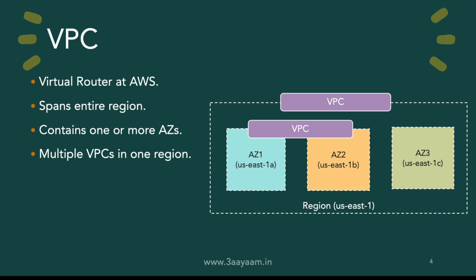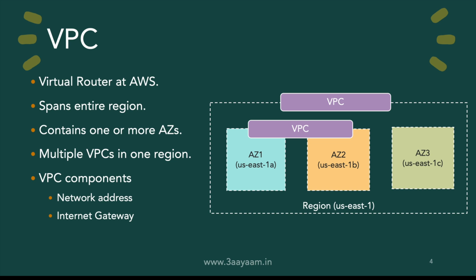Of course, we can create multiple VPCs in one region. Multiple VPCs can be for multiple customers, or for the same organization but multiple departments. That is also fine. Now, as VPC is a virtual router, obviously, just like the home router, VPC would also have certain components. So what are those components? We have network address, just like the home router.